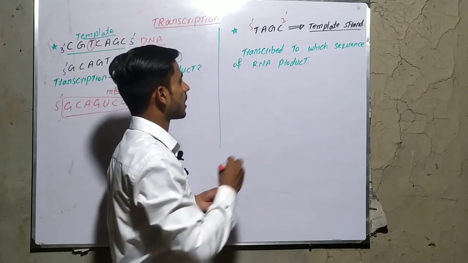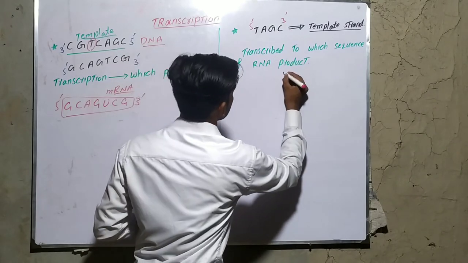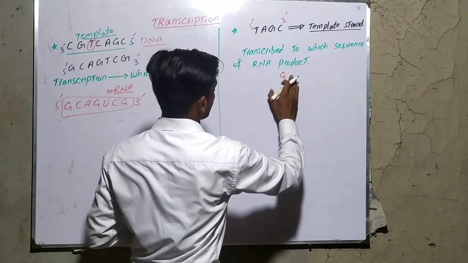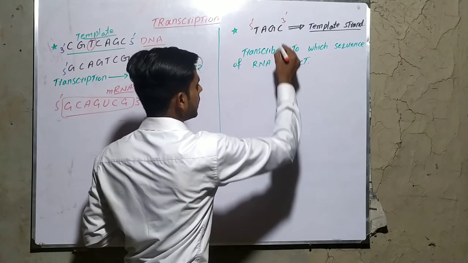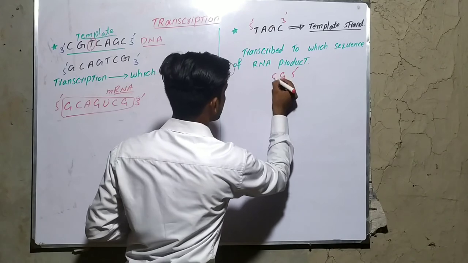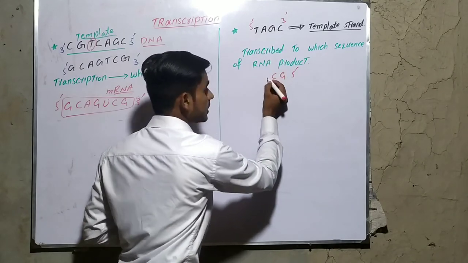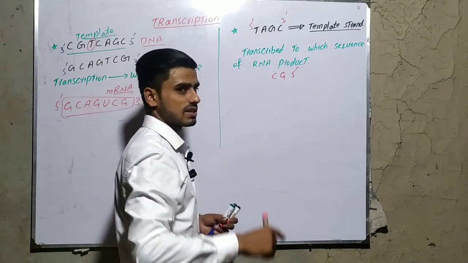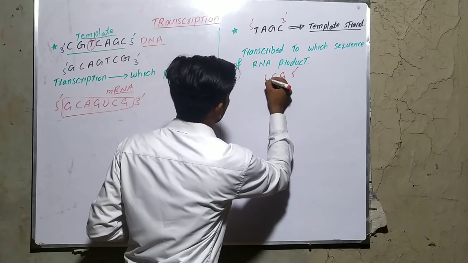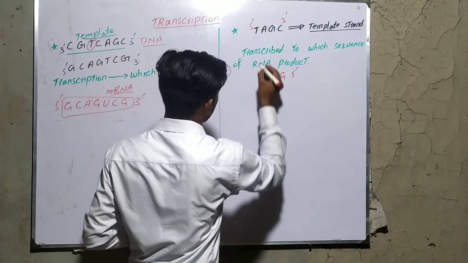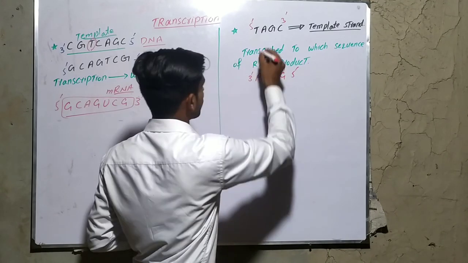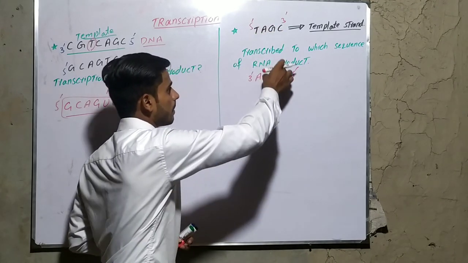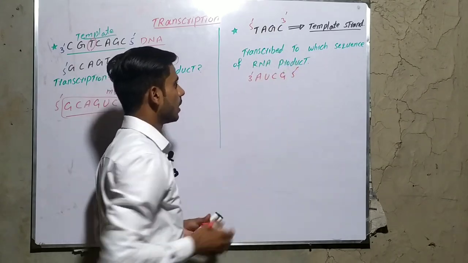So please start reading. This is a CG. This is a 5 prime end. CGGC. Adenine, so it must become thymine, but not thymine because this is RNA, so uracil, and T, and here must come the adenine. So this is 5 prime to 3 prime. So these both are complementary to each other and anti-parallel to each other.